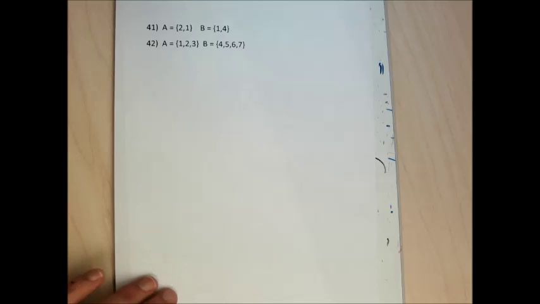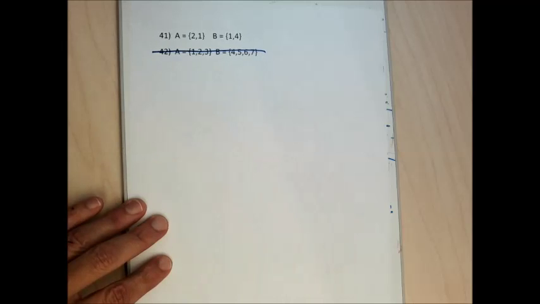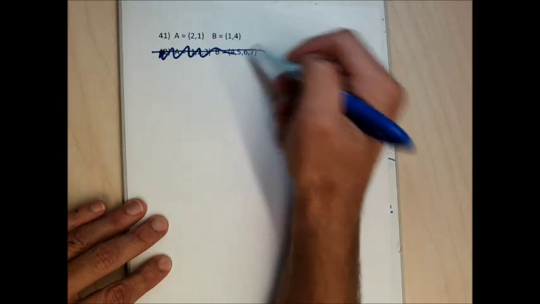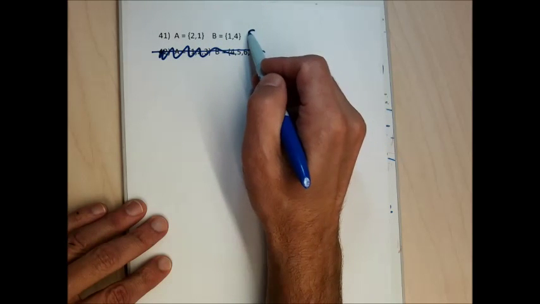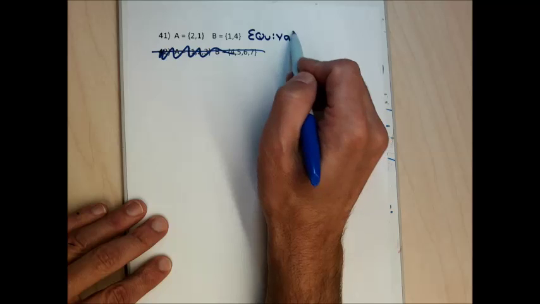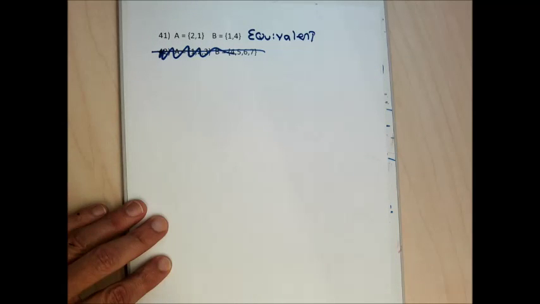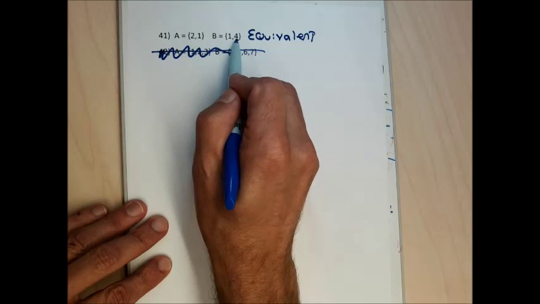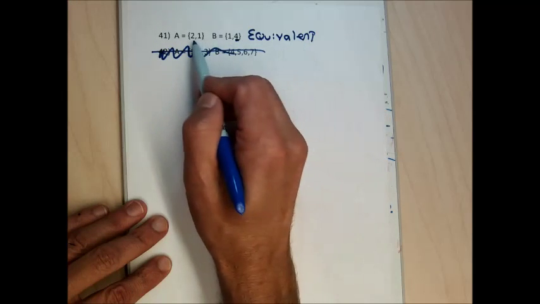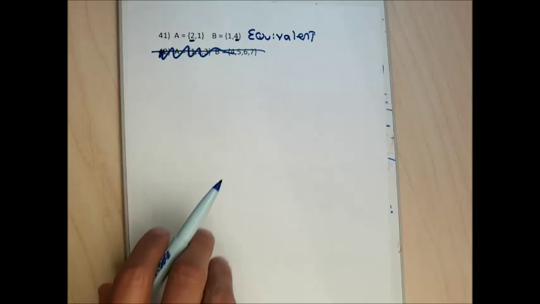Your 41 and 42 is a little bit different. Let me just do 42. When I look at sets A and B here, they both have 2 elements. That's enough to make them equivalent because equivalent sets have the same number of elements. And I have to decide whether they're equal or not. Well, they're not equal because B has a 4 and A doesn't. A has a 2 and B doesn't. So they're only equivalent and they're not equal.